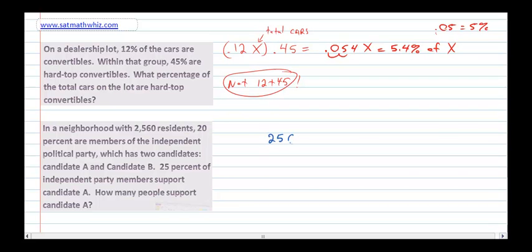If there's 2,560 residents, 20% of them are in the independent party. If 25% of those support candidate A, then the number of people that support candidate A is going to be the total people in the group, 20% of that, 0.2, and 25% of that, 0.25. Multiply all 3 of those together, and you get 128.